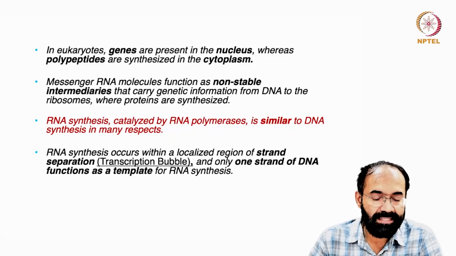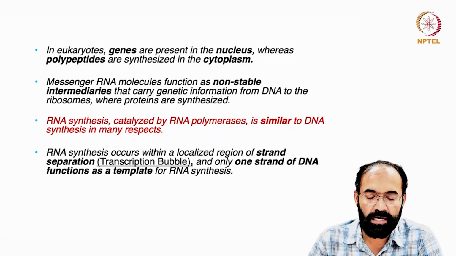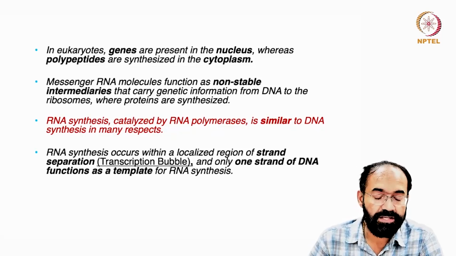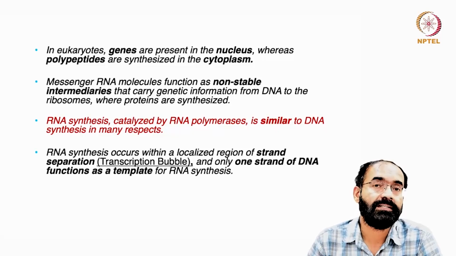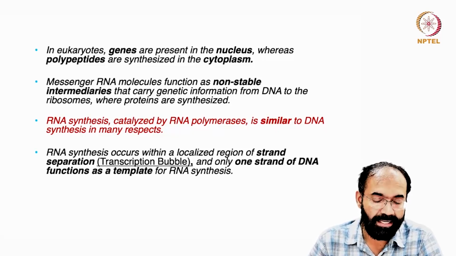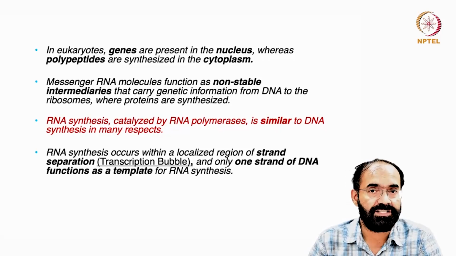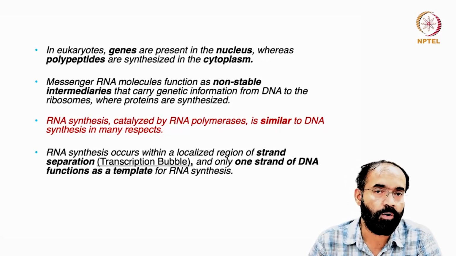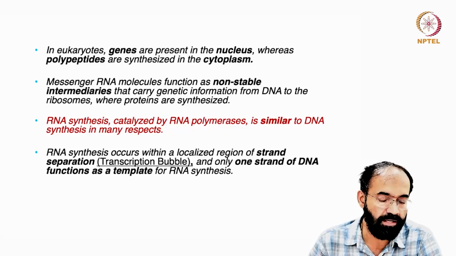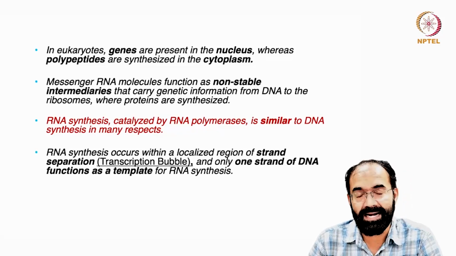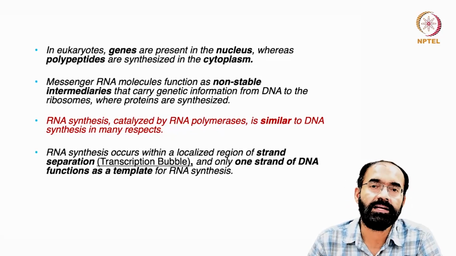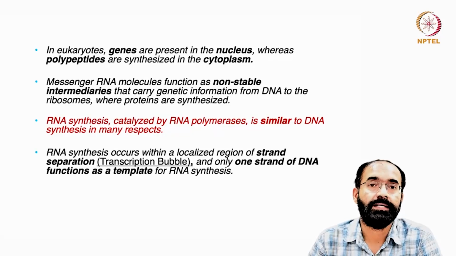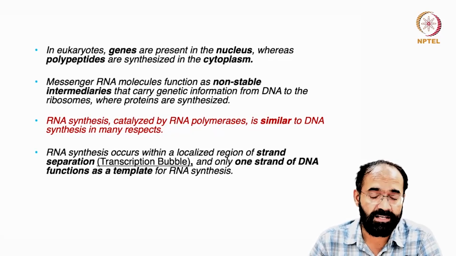RNA synthesis, which is catalyzed by RNA polymerase, is very similar to DNA synthesis in many respects. The only difference is uracil comes in, and instead of deoxyribose sugar, ribose sugar containing NTPs come in. RNA synthesis occurs within a localized region of strand separation. That means the DNA double strand has to open up, but only in a localized region, not the entire DNA. It opens up only where it is actually required, and this is called the transcription bubble. It literally looks like a bubble.